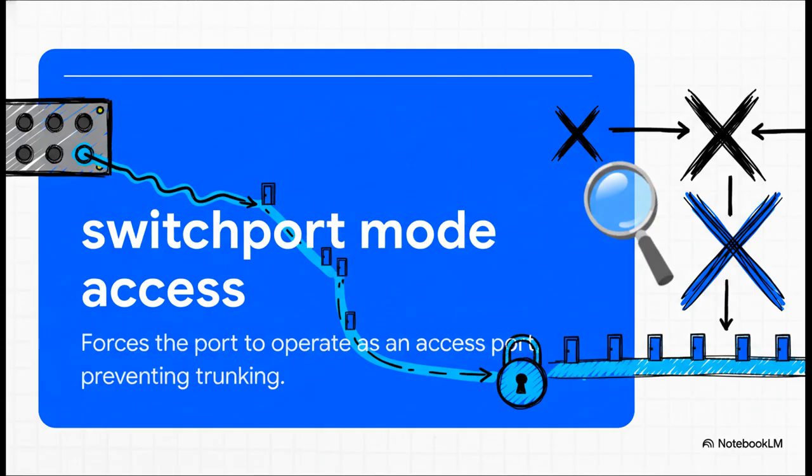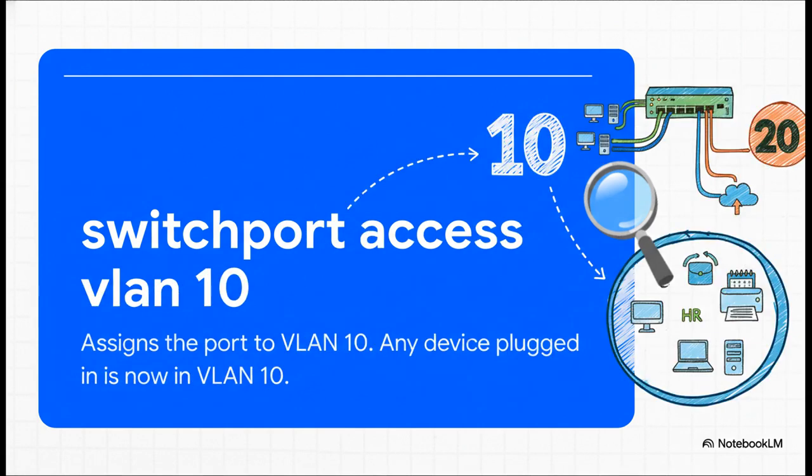Remember that dedicated door to one room? This command locks it into being that kind of door. And the last step, switchport access vlan 10. This is the final command that does the magic. We've picked our port, we've told it its job, and now we are officially putting it into VLAN 10. Done. From now on, any device you plug into that port is on the HR network.